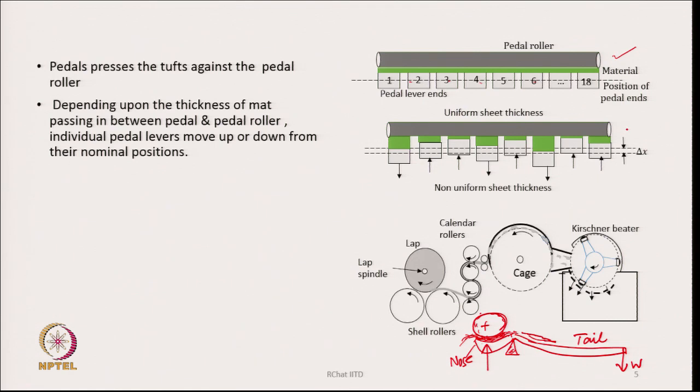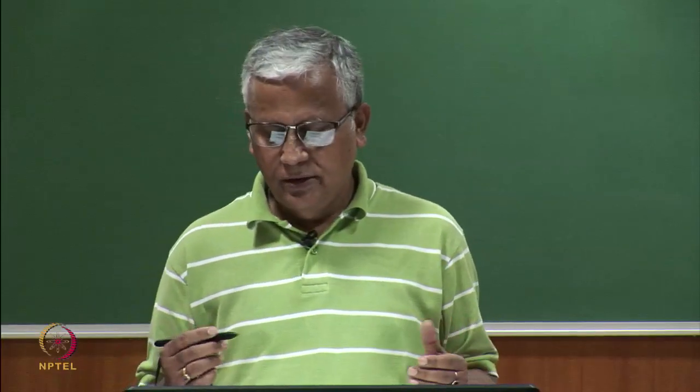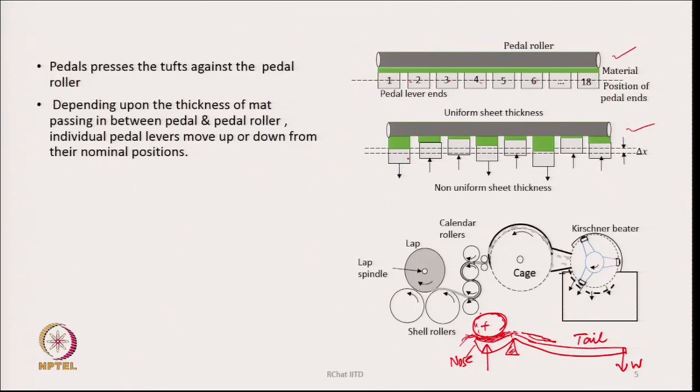Now, in the next diagram if you look at it, you see that the green part is of different thickness. So, let us say that the sheet or the mat of fibers which is being fed is not of uniform thickness across the width of the machine. In that case, what is going to happen? The pedals will be somewhere compressed, somewhere they will be always compressing the material. So, depending upon the thickness of the material, the pedals will move up or move down from their nominal position.